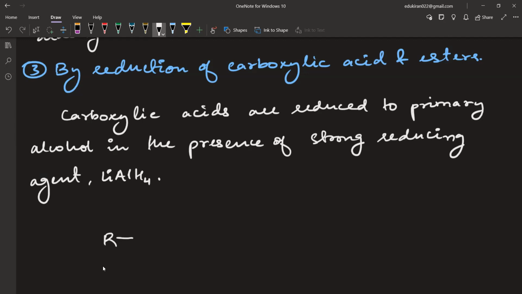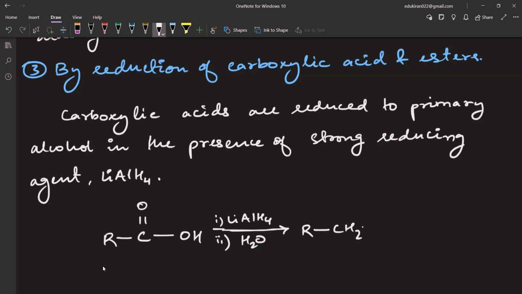Now very easy reaction. You have R, you have C double bond O, and here you have OH. Now, in the presence of LiAlH4, and the second step, we give water, and what do we form? ये oxygen को हटाइए, दो hydrogen लगा दीजिए, है ना? You have double bond here, so you will remove that double bonded oxygen, and you will add two hydrogens here. So you have आपका R, then CH2OH.